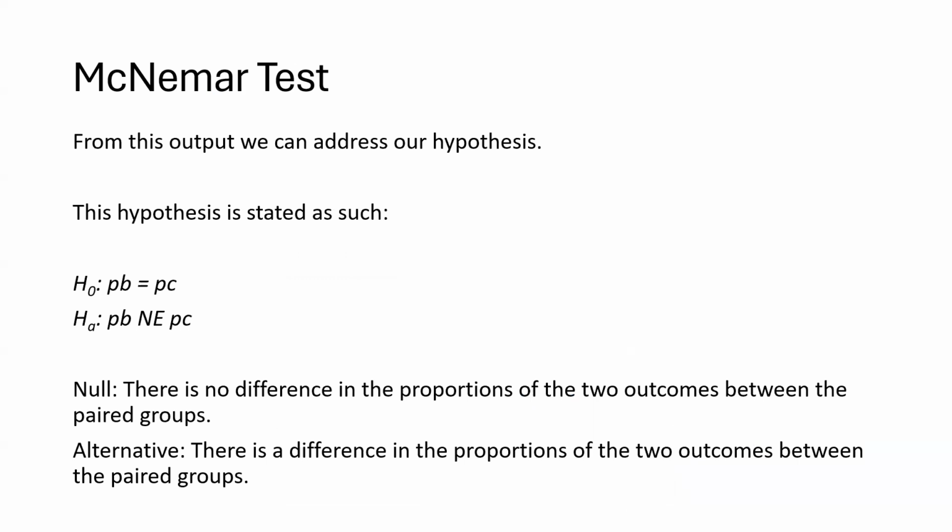And we now can create our hypothesis. This is how the hypothesis would be stated symbolically. But if we were to write it out longhand, the null would be there is no difference in the proportions of the two outcomes between the paired groups. And the alternative is there is a difference in the proportion of the two outcomes between the paired groups.